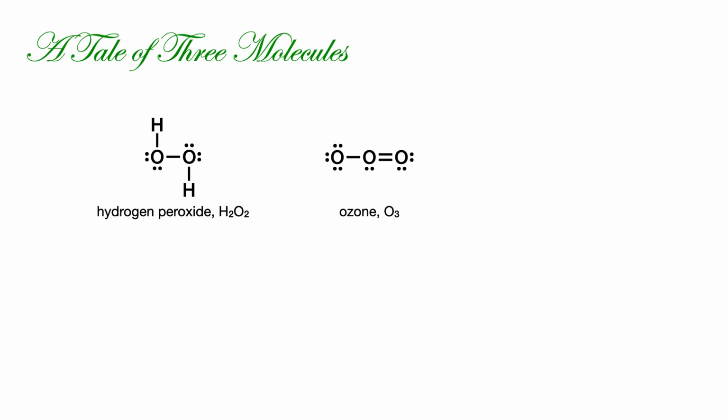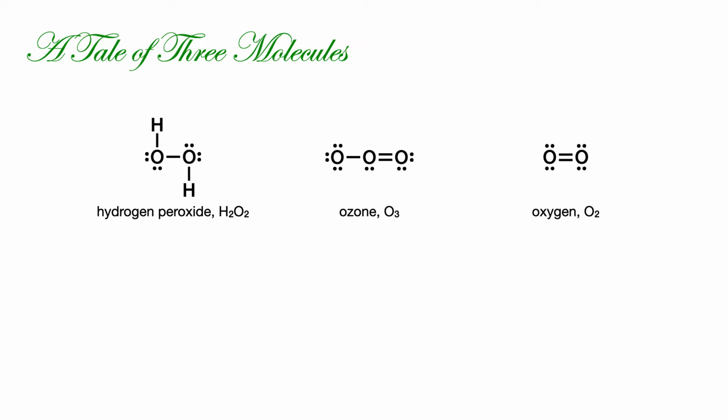And we're going to look at one of these, and we're going to develop a tale of three molecules and compare three molecules with similar bonding situations. Hydrogen peroxide, H2O2, where there are two oxygen atoms connected by a single bond. And then ozone, O3, where in this Lewis structure we've got two oxygens connected by a single bond and two oxygens connected by a double bond. And then molecular oxygen, O2, where we have two oxygen atoms connected by a double bond in the Lewis structure.